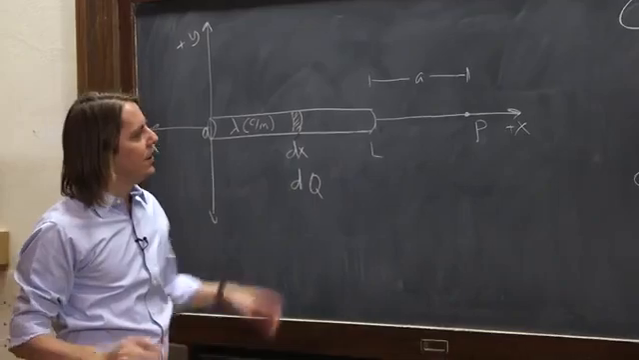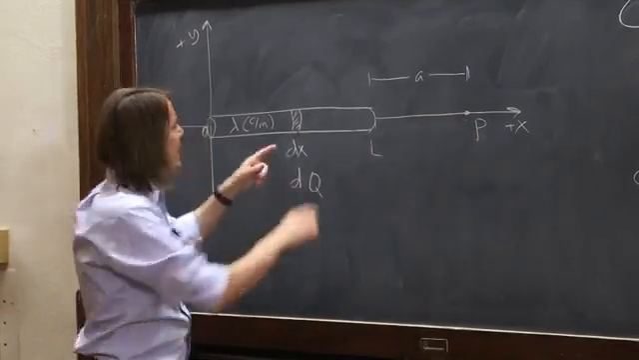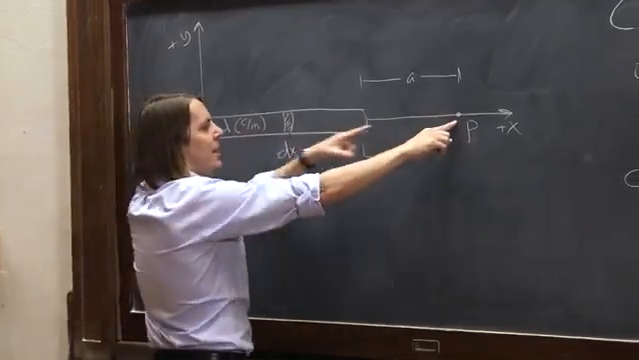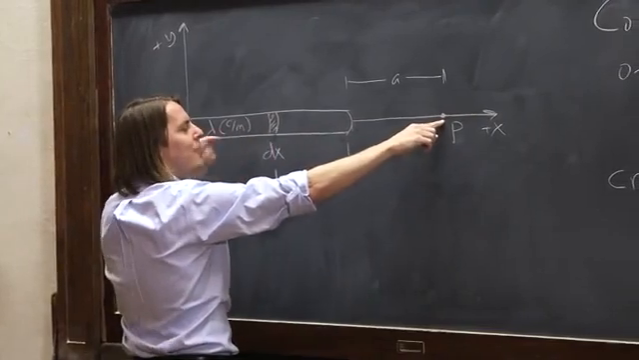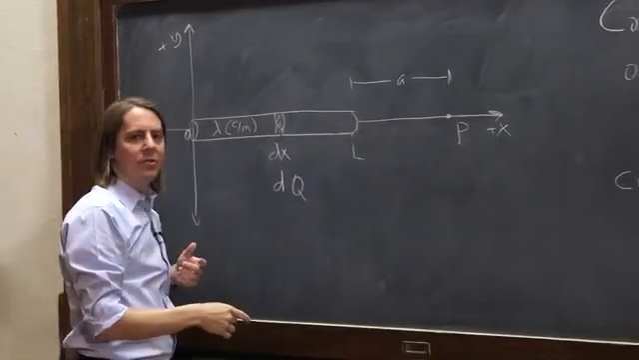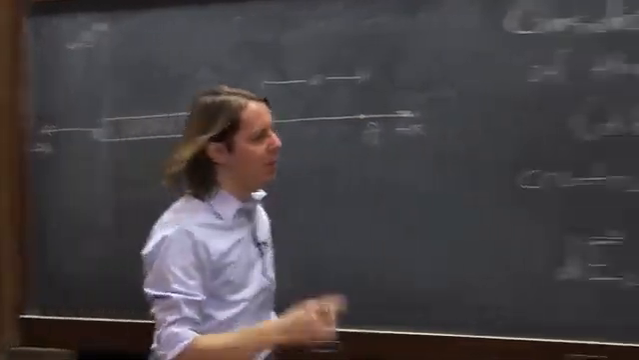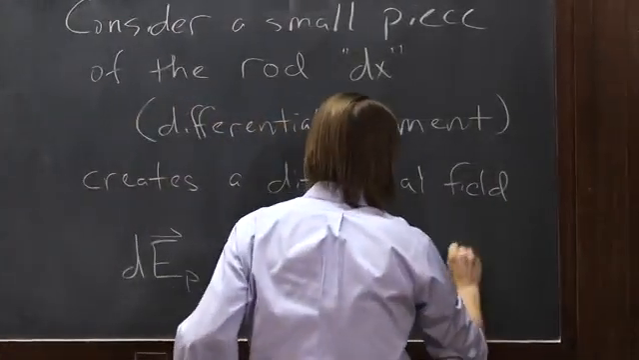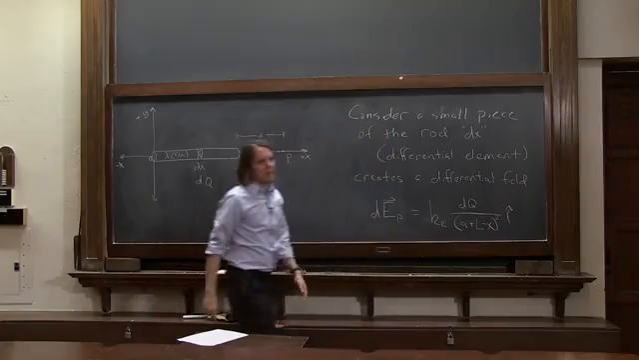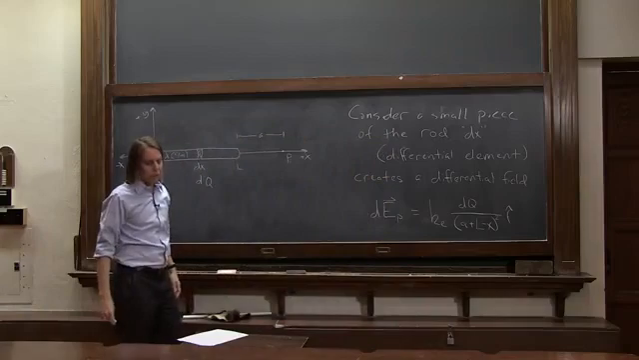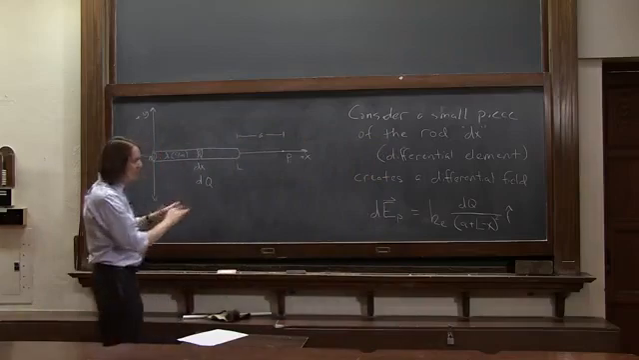And then we got to think about the direction. And in this case, all the little elements are along the x-axis, and so is the point P. Therefore, all the field will point on the x-axis. So we're lucky in this case. It's a 1D problem. To deal with the direction, all we got to do is say it's in the i-hat direction. It's always going to be on the x-axis. We'll worry about multiple dimensions later. Okay? So we got our dE_P. Let's keep going.